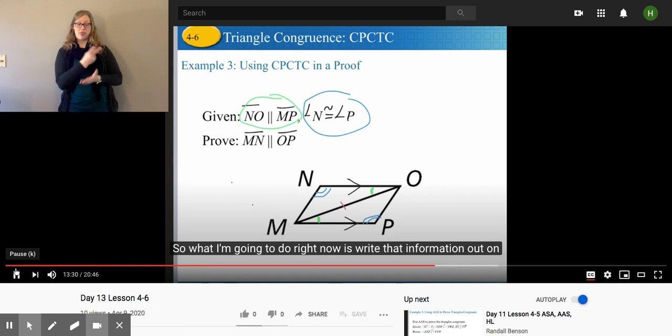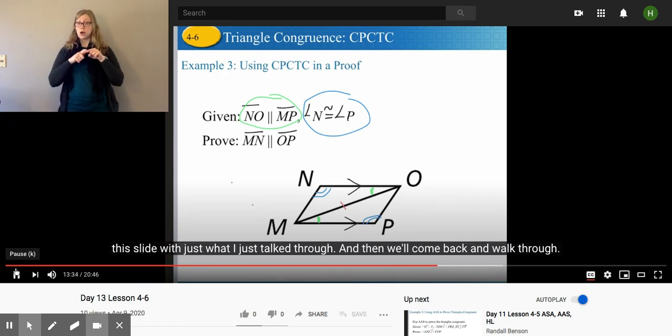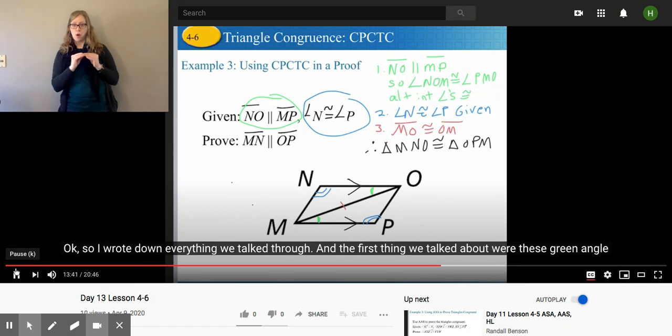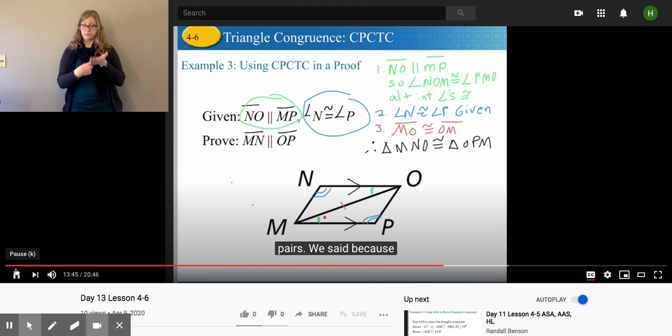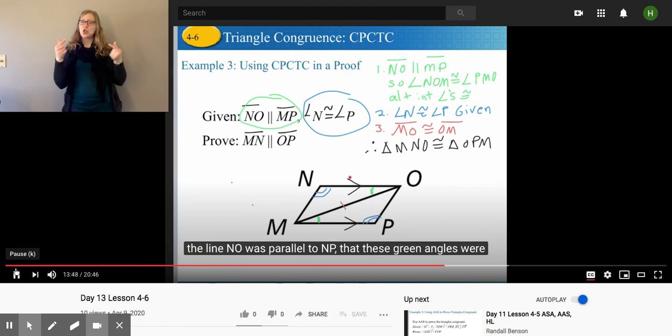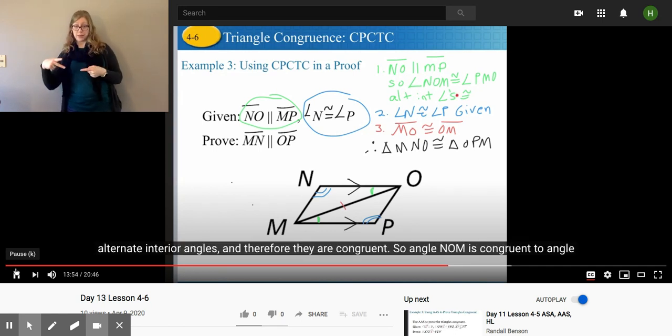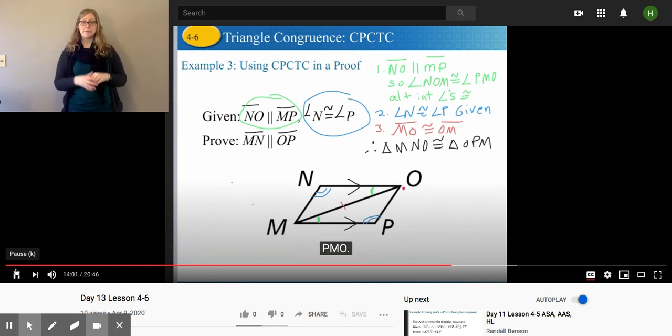So what I'm going to do right now is write that information out on this slide, just what I just talked through, and then we'll come back and walk through. Okay, so I wrote down everything we talked through, and the first thing we talked about were these green angle pairs. We said because the line NO was parallel to MP, these green angles were alternate interior angles, and therefore they are congruent. So angle NOM is congruent to angle PMO.